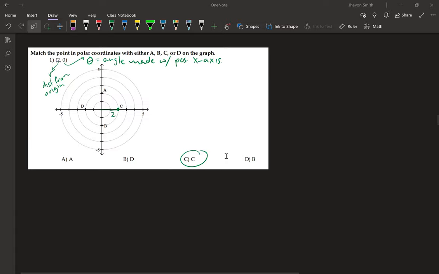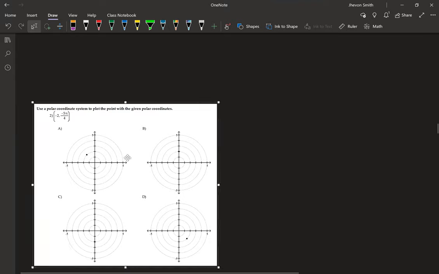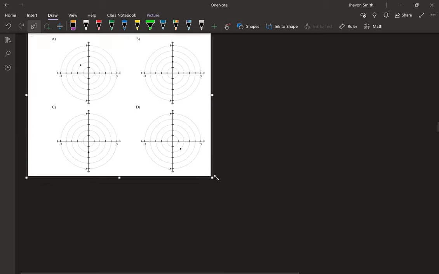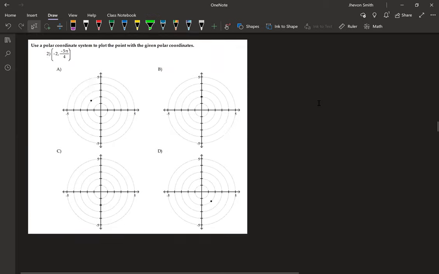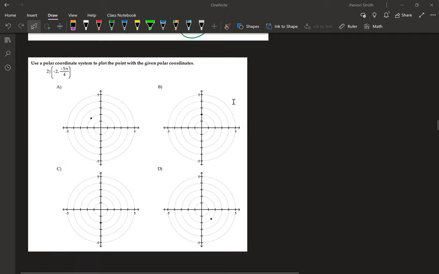Right, so the polar coordinates version of that coordinate and the rectangular coordinates actually coincide. Let's make this one a little bit more challenging here. How about this one? Poll is open, throw in your guesses. (-2, -5π/4).